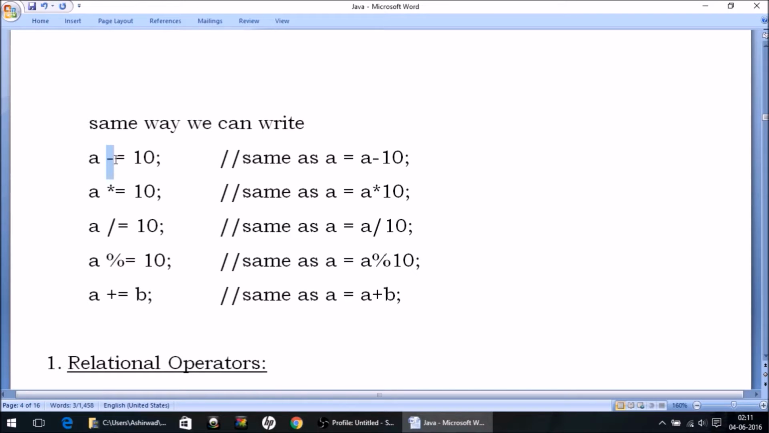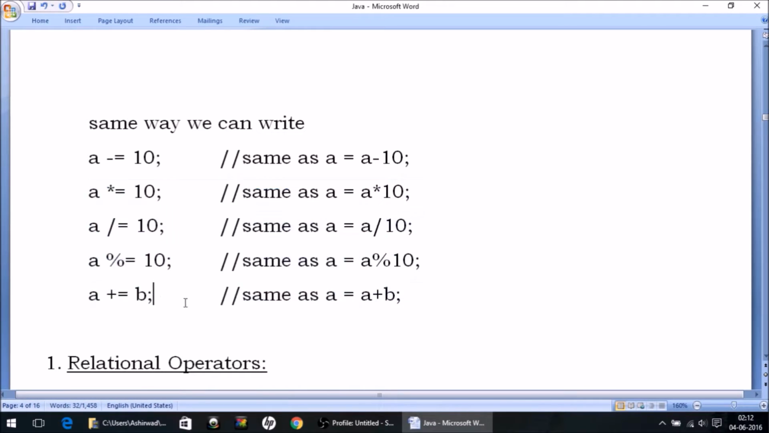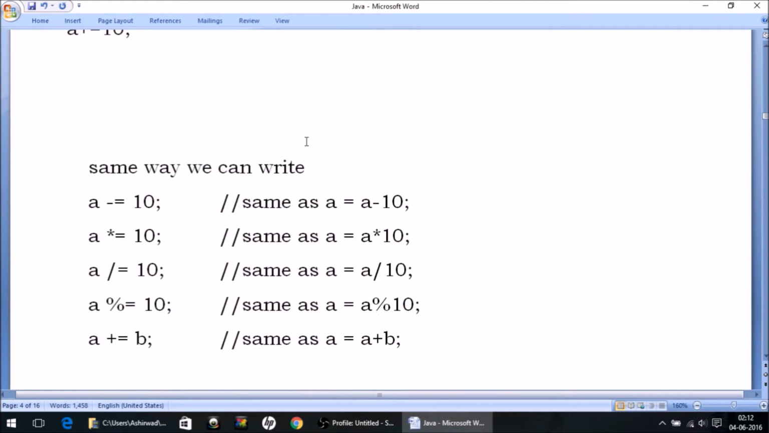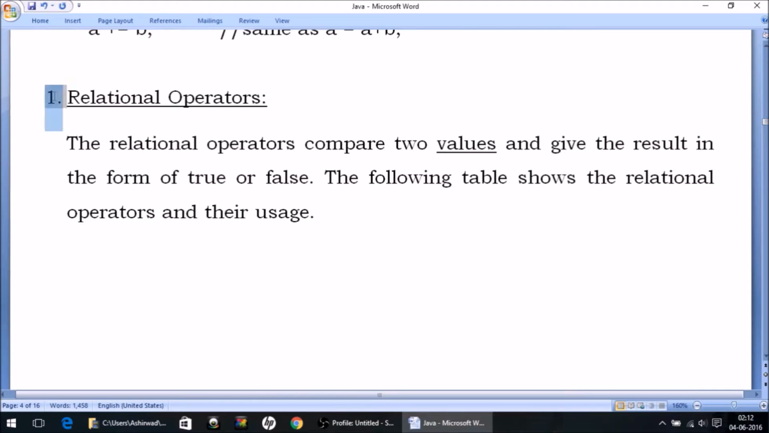For subtraction operator, you can use a minus equal to 10 to deduct 10 from a and store it back in memory location a. So I have written it here, same as a is equal to a minus 10. Same way you can use the other operators, arithmetic operators, to do the same job. So in Java it is called shorthand notation whenever you are using these things. So I hope the concept is clear.